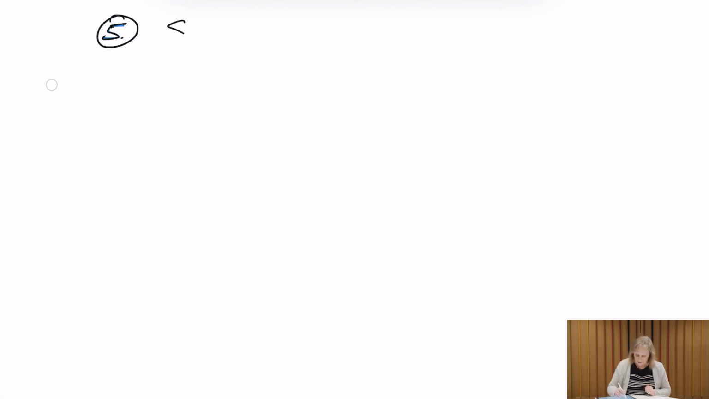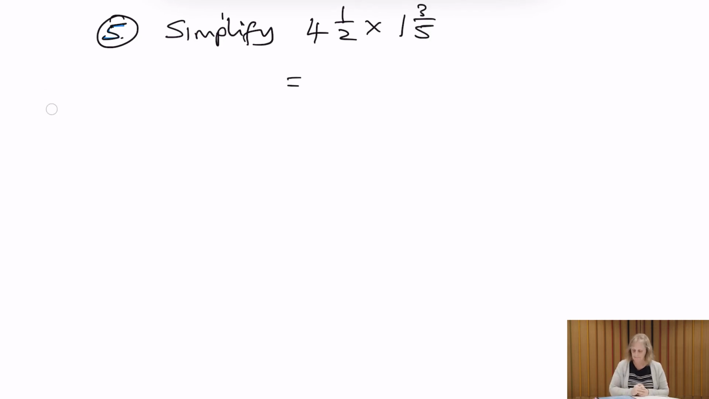If we were looking at simplifying this multiplication, we've got 4.5 times 1 and 3/5. Again, I'm just going to work down the page here. Definitely, when multiplying and dividing, always write mixed numbers as improper fractions, and we cannot split the whole number and the fractions because of the operation of multiplying. Use this as your rule. No matter if you're adding, subtracting, multiplying, or dividing, use that as your go-to.